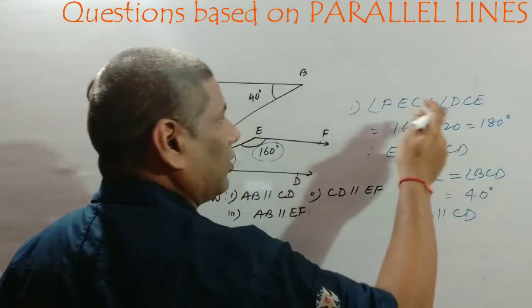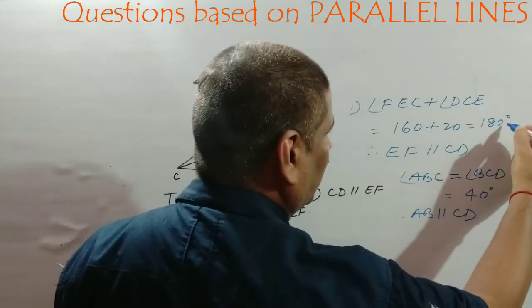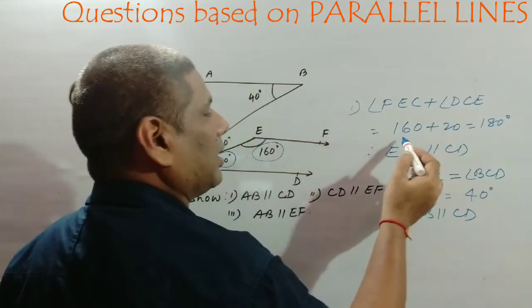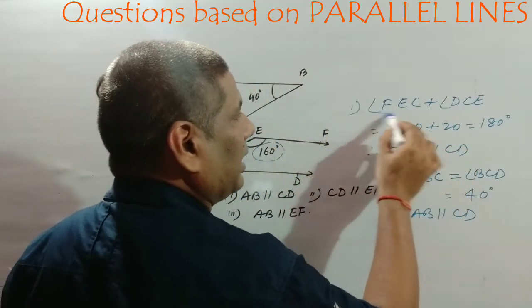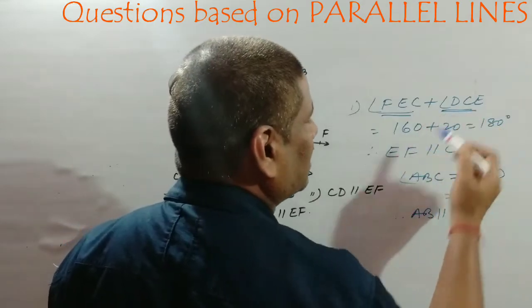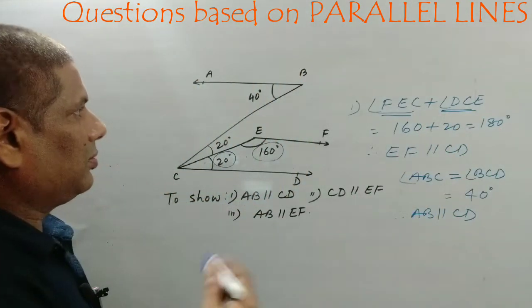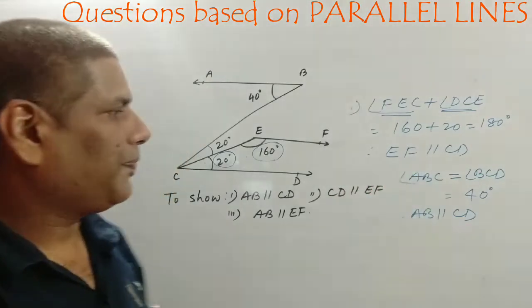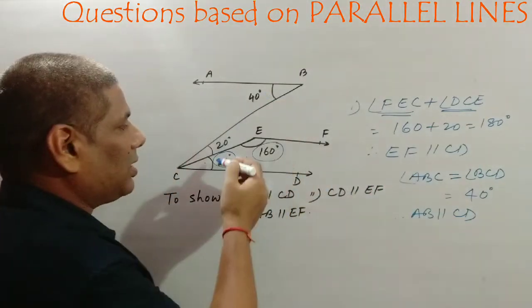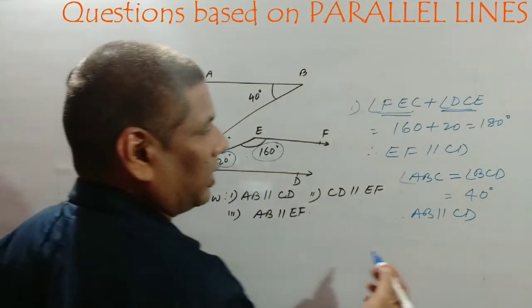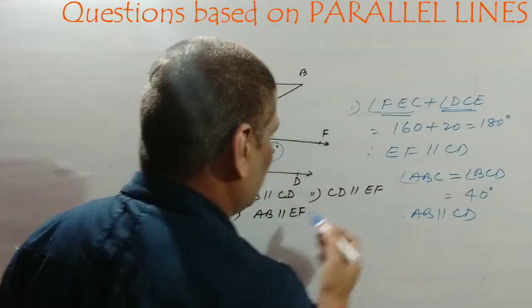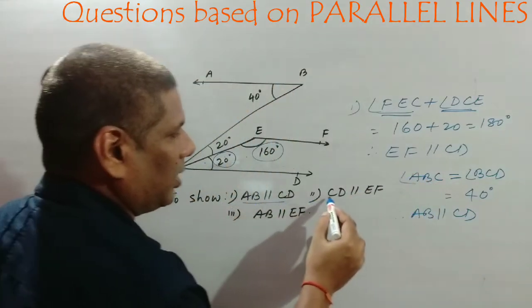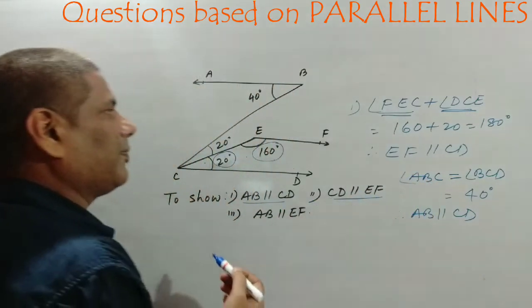The first one, by following the property of co-interior angles, we can write here that angle FEC and angle DCE are co-interior angles, so this is parallel. Here since alternate interior angles are equal, so this is parallel. So already we have shown AB parallel to CD and CD parallel to EF.